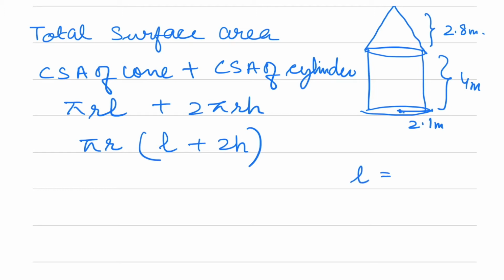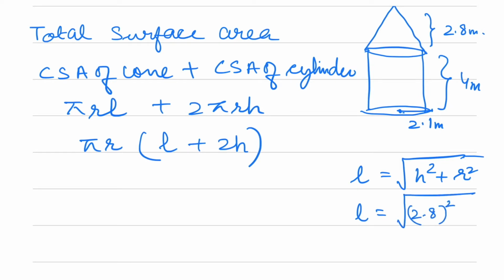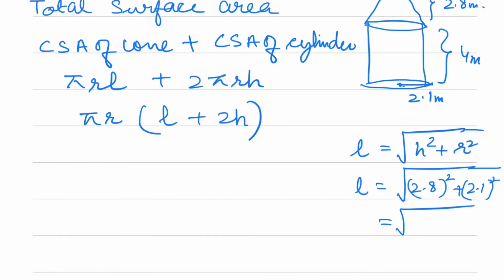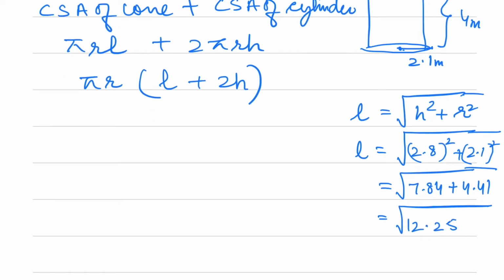L will be equal to square root of h square plus r square. So L is equal to square root of height 2.8 whole square plus 2.1 whole square. So this is equal to 7.84 plus 4.41, we get here 12.25. Okay, so this is a perfect square, we know. So this L is equal to 3.5 meter.